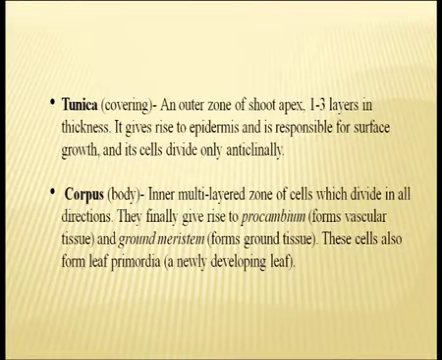So, it forms the vascular tissue. By vascular tissue, I mean the xylem and the phloem, which do the conduction of water, mineral salts and food, which is formed in the leaves. And the ground meristem, which forms the ground tissue, which is the main girth of the stem, and these cells also form the leaf primordia.